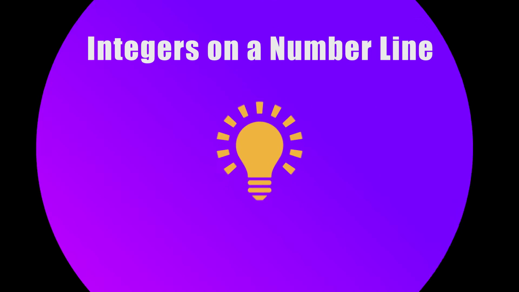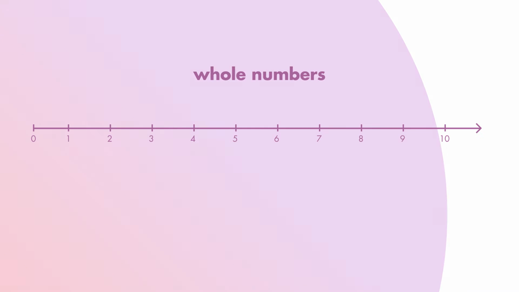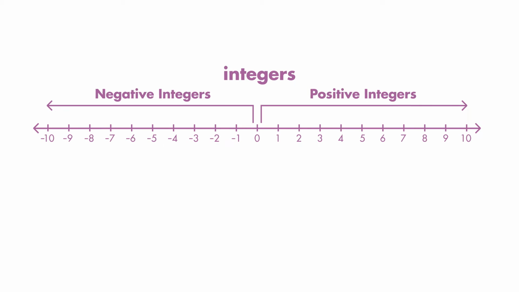Hello! In this video, we will learn about positive and negative integers on a number line. Whole numbers are numbers starting with 0 with no fractions or decimals. Integers include whole numbers and their opposites. Every integer has an opposite value on the number line that is the same distance from 0, but in the opposite direction.